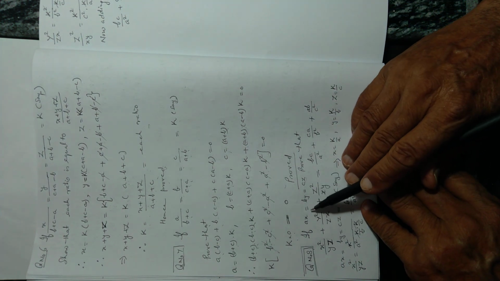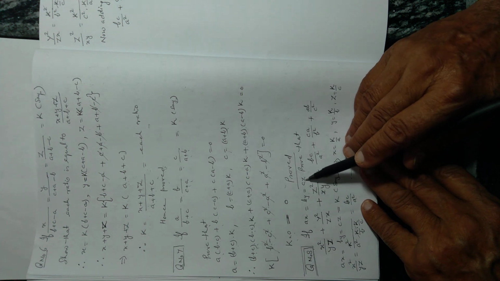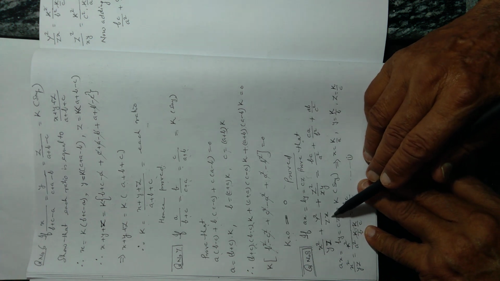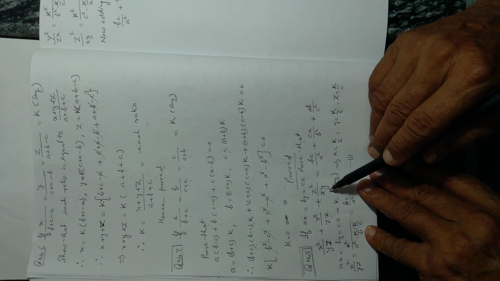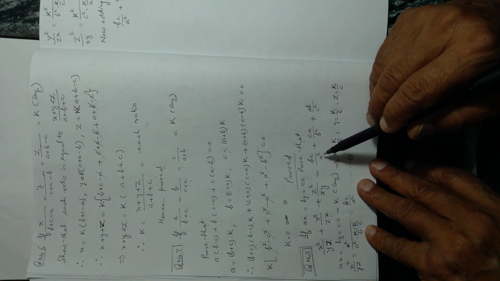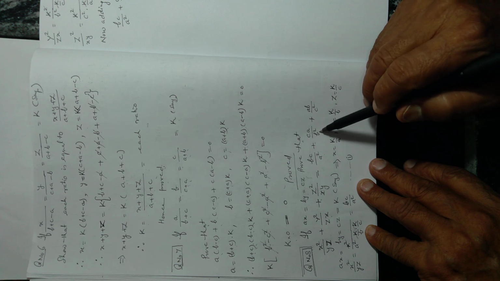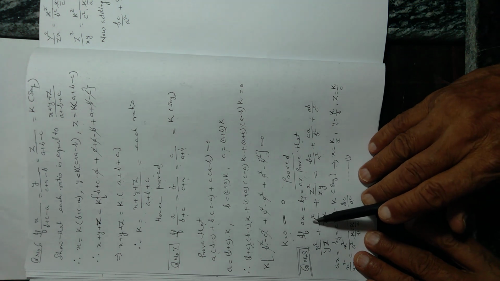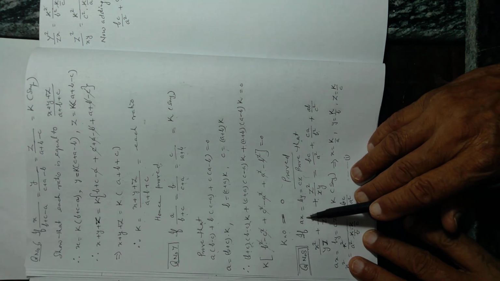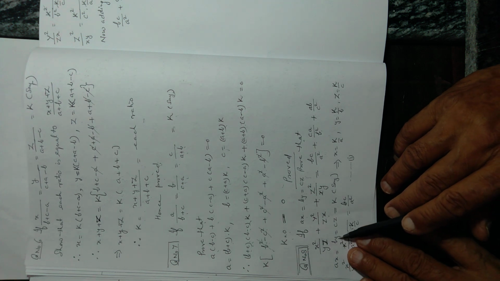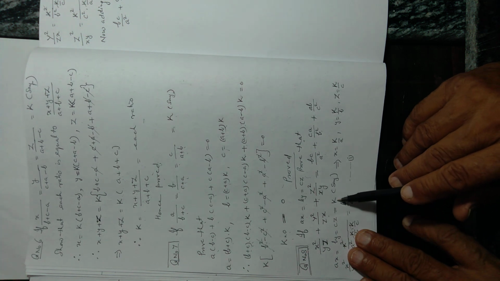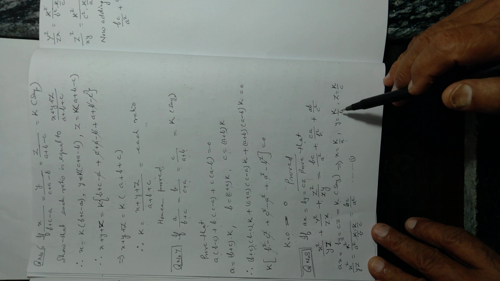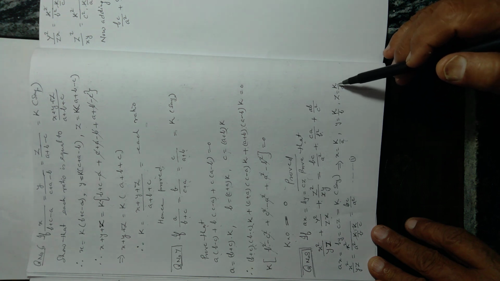If ax equal to by equal to cz, prove that x square upon yz plus y square upon zx plus z square upon xy equal to bc upon a square plus ca upon b square plus ab upon c square. Here you see ax equal to by equal to cz, say it is k. So x will be equal to k by a, y will be equal to k by b, z will be equal to k by c.